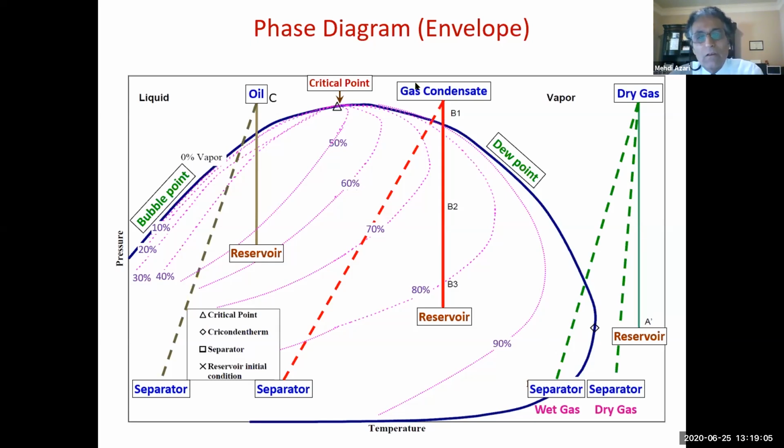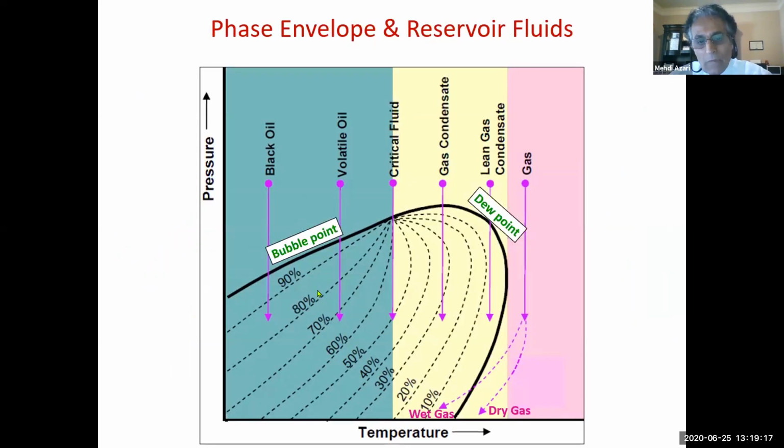So retrograde condensate or gas condensate, there are different definitions. So this is very important. That's why I spent time on this one to make you understand the difference between gas condensate, dry gas, and wet gas. All right.